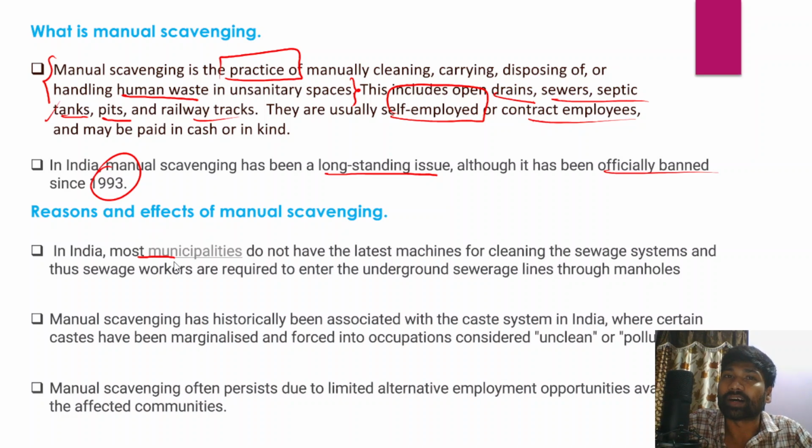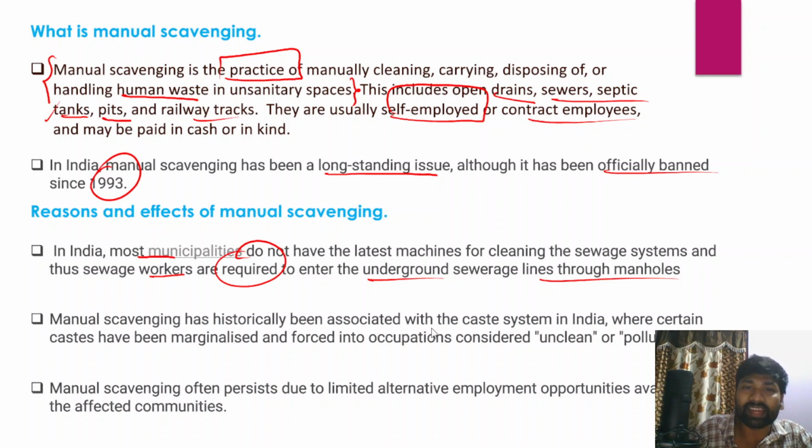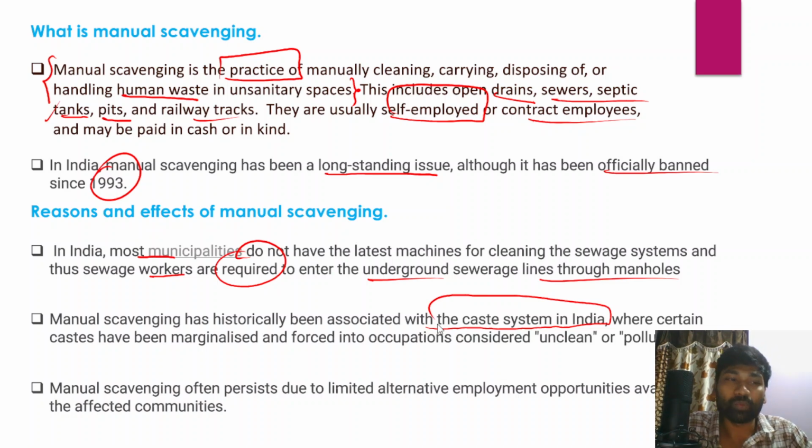So that is being done through manual scavengers. And in fact, sewage workers are required to enter the underground sewerage lines through manholes. So this would be another reason. And in fact, manual scavenging in India is historically associated with the caste system. So this is another unfortunate aspect: certain castes in India are associated with cleaning human excreta or human waste.